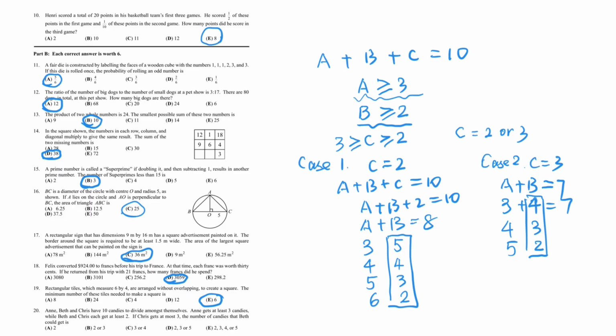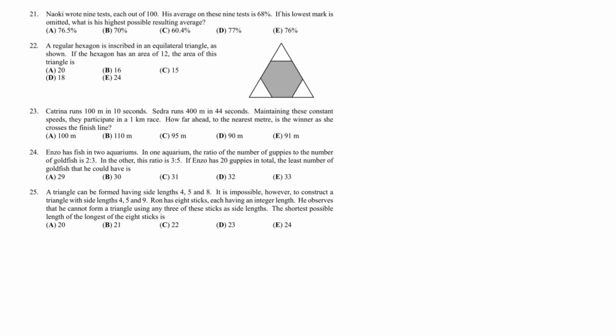Therefore, the answer is E. Number 21. Naoki wrote 9 tasks, each out of 100. His average on these 9 tasks is 68%. If his lowest mark is omitted, what is the highest possible resulting average?